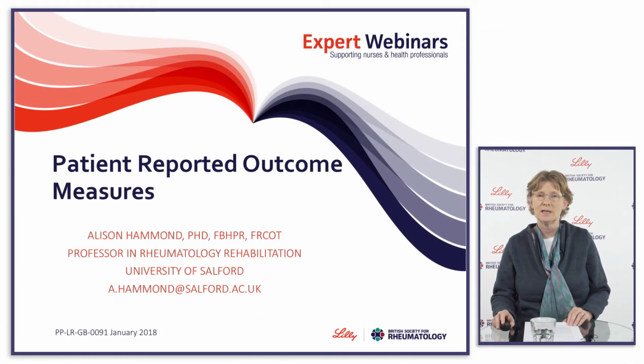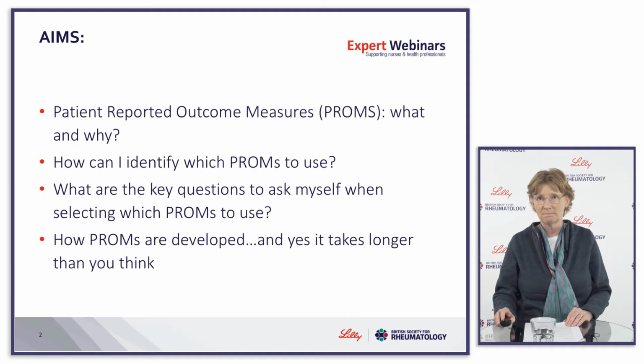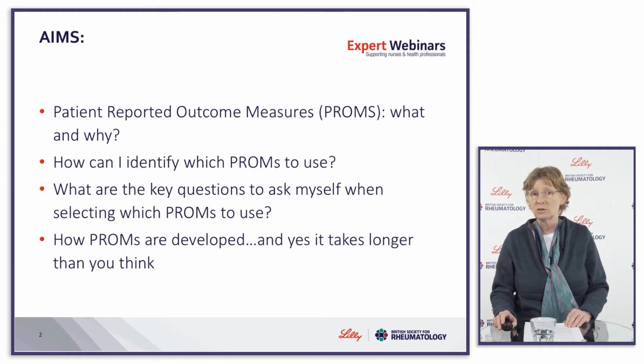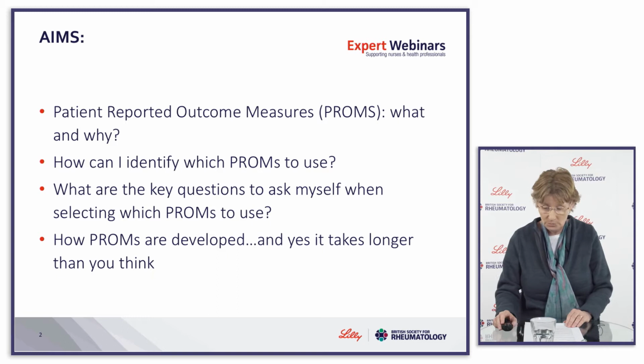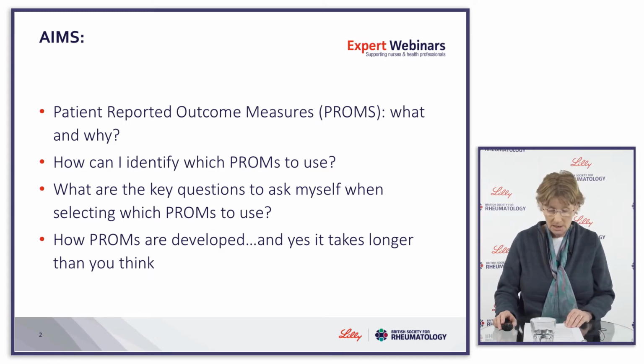My name's Alison Hammond. I'm a Professor of Rheumatology Rehabilitation at the University of Salford, and my remit is to give an introduction to patient-reported outcome measures. So I'll be discussing what are patient-reported outcome measures, or PROMs or PROs, and why use them. How can you identify which PROMs to use? What are key questions to ask when you're choosing a PROM? And then briefly how a PROM's developed, and yes, it does take longer than you think.